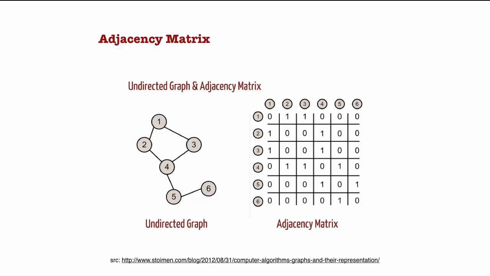In this example, there is an edge from node 1 to node 2 and 3. Therefore, the cell at the intersection of first row and second column gets a 1. Similarly, the cell at the intersection of first row and third column also gets a 1. However, there is no edge between node 1 and node 4. Therefore, the cell at the intersection of first row and fourth column remains 0. The rest of the adjacency matrix is also filled in a similar manner.